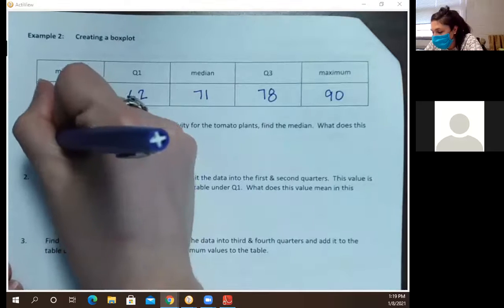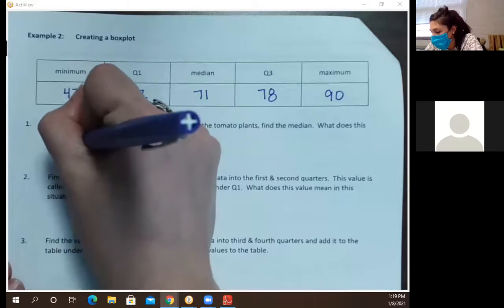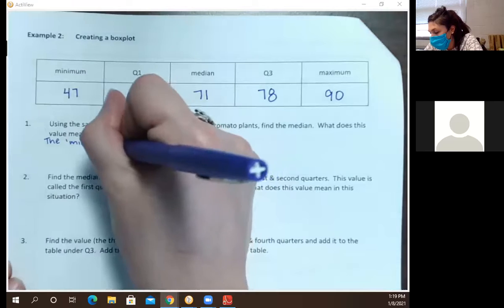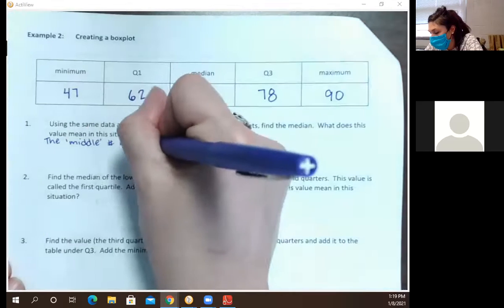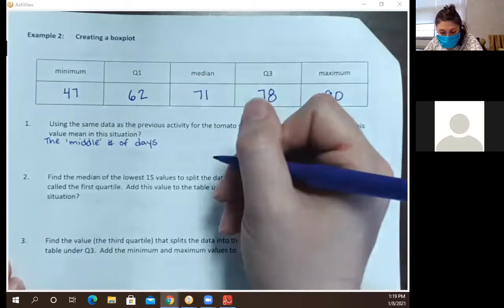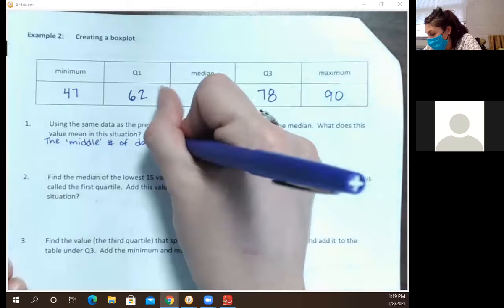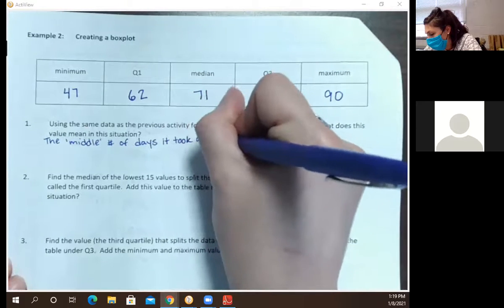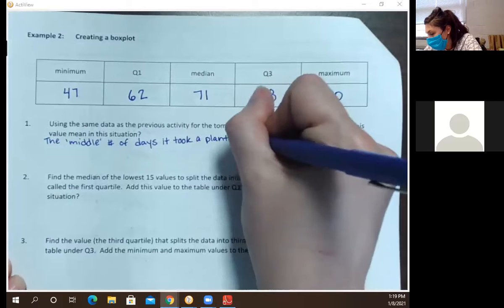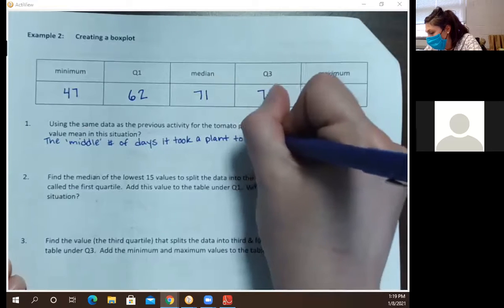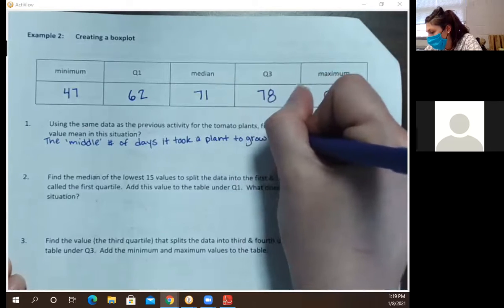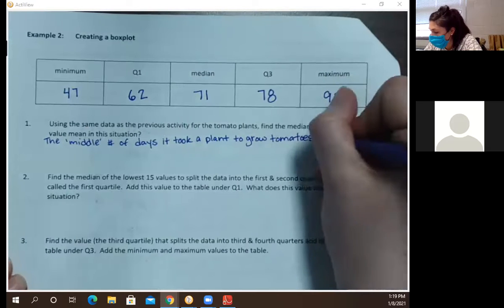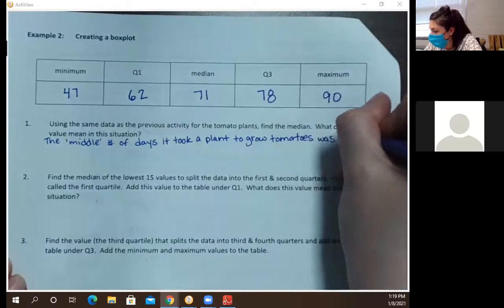So one thing I can say is that the middle number of days it took a plant to grow tomatoes was 71.